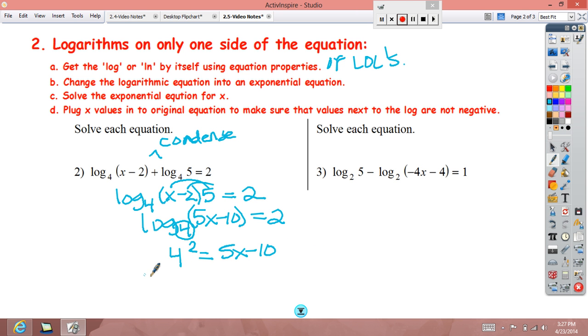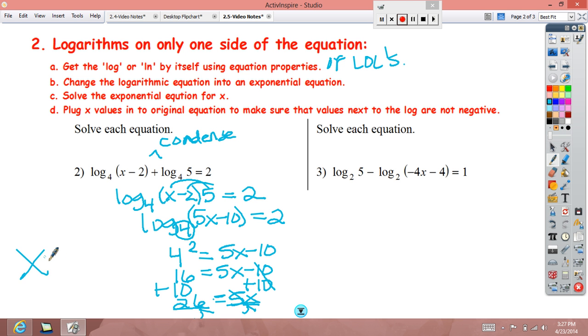I can solve this equation by just simplifying. So 4 squared is 16 equals 5x minus 10. Okay, add 10, 26 equals 5x. Divide by 5. And so x equals 26 over 5.